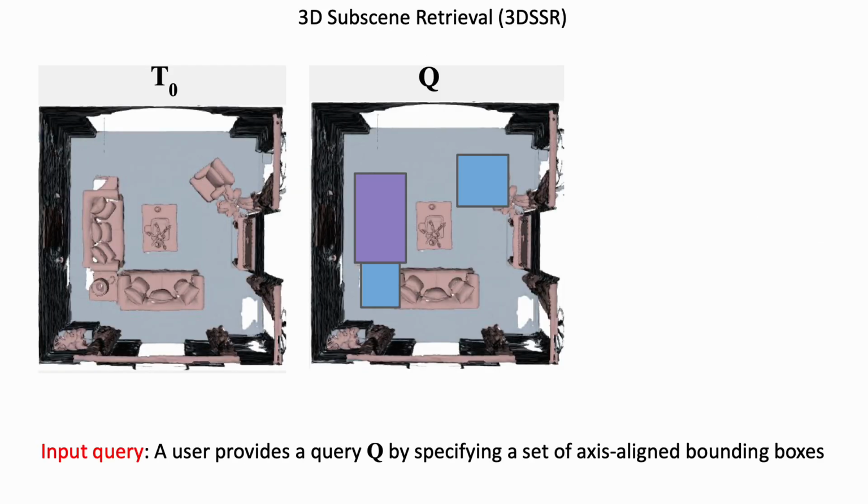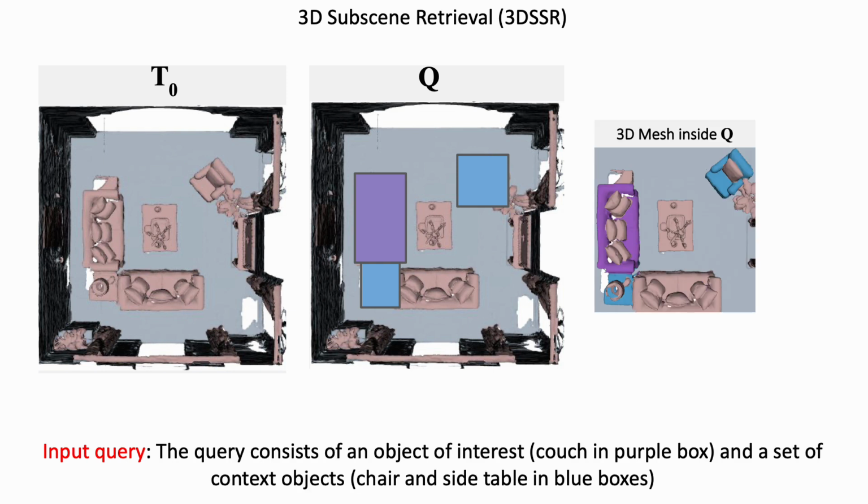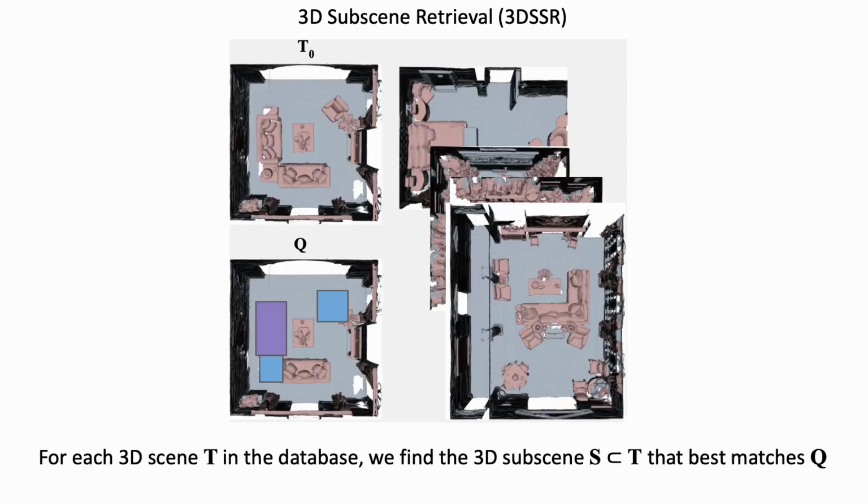Input query. A user provides a query Q by specifying a set of axis-aligned bounding boxes. The query consists of an object of interest, couch in purple box, and a set of context objects, chair and side table in blue boxes. For each scene in the database, we find its subscene that best matches Q.